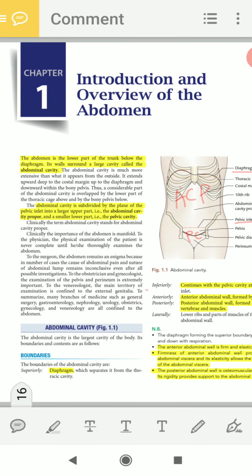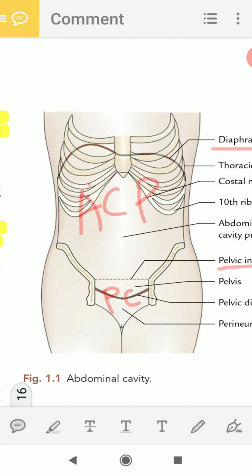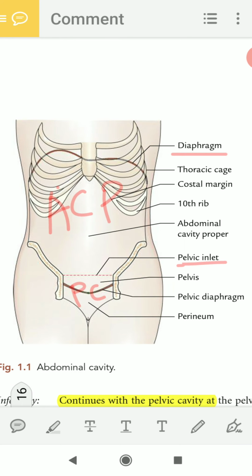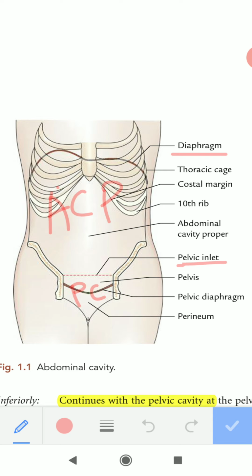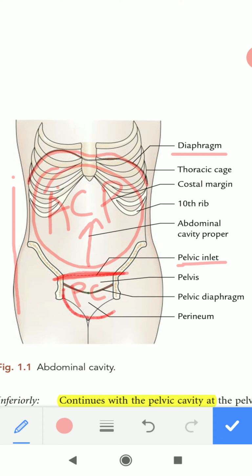Now, this is the abdominal cavity. It is just below the diaphragm. The whole part is the abdominal cavity, and it is divided into two parts by pelvic inlet. This is the pelvic inlet. By pelvic inlet we can divide the abdominal cavity into two parts. Above there is abdominal cavity proper, and below the pelvic inlet the smaller area is the pelvic cavity.